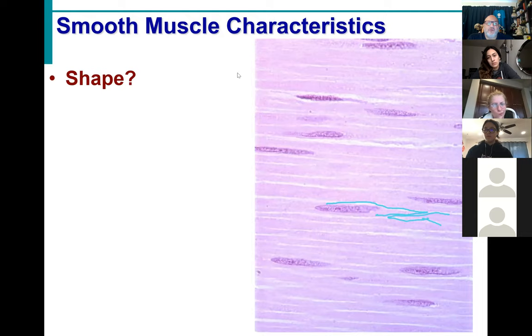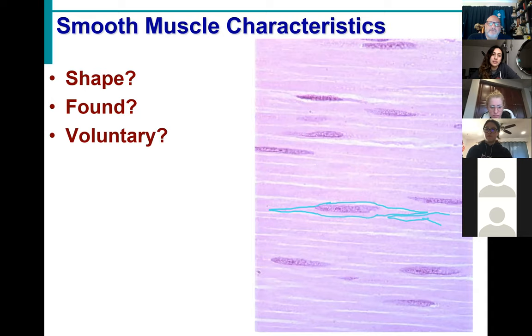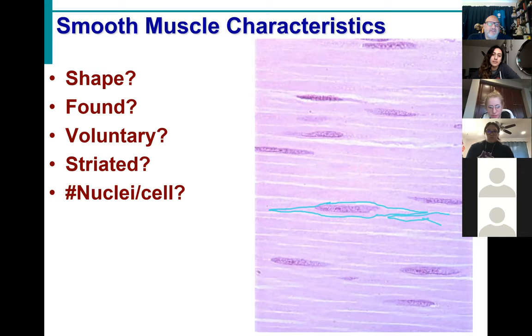What shape is that? Spindle. Yeah, spindle. Again, a nice large centrally located body and a tapered ends to it. Excellent. Where is smooth muscle found? Mostly in the walls of hollow organs. Excellent. Voluntary? Involuntary. Striated? Non-striated. Excellent. Number of nuclei, one or many? One. Excellent. Able to regenerate? Highest rate. Yeah, absolutely. And it has the highest rate of all of them. Excellent. Lastly, we have our cardiac muscle.